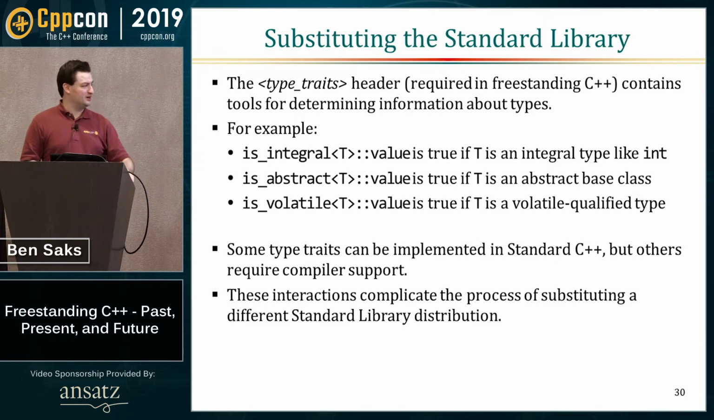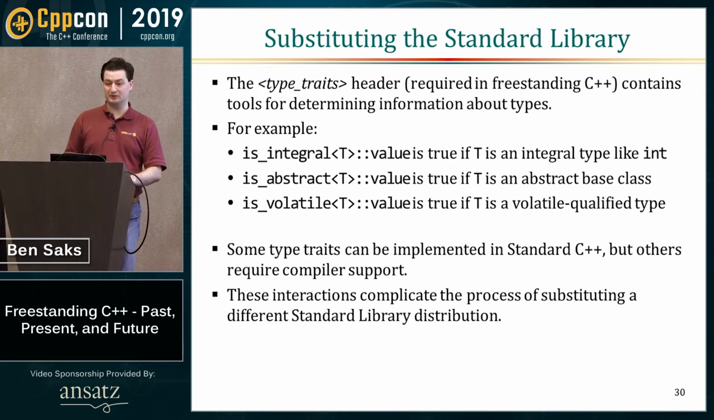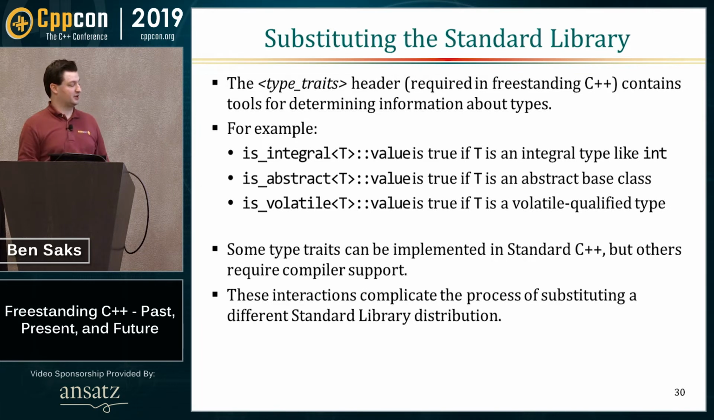Some of these type traits can be implemented in standard C++. is_volatile, for example, isn't too hard to do if you're familiar with how to write template deduction guidelines and things like that. On the other hand, is_abstract really requires a certain amount of support from the compiler. It's difficult to write code in C++ that will determine whether something is an abstract base class or not, and will still compile if the answer turns out to be no.